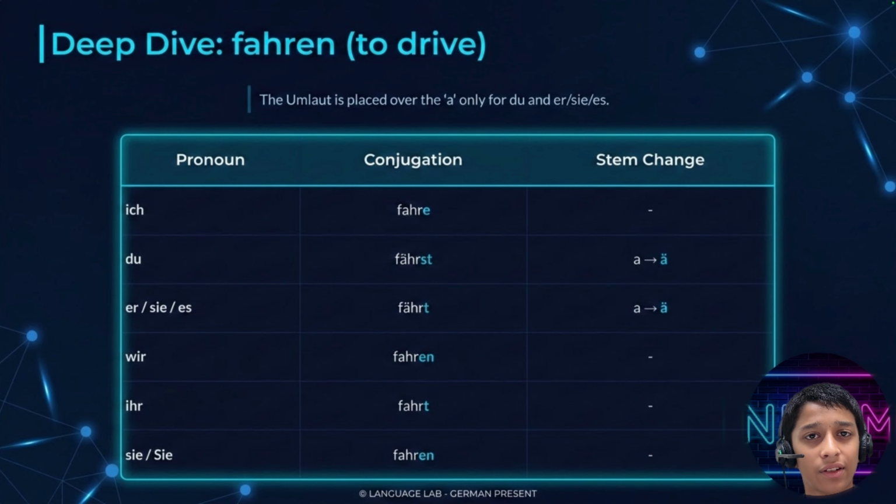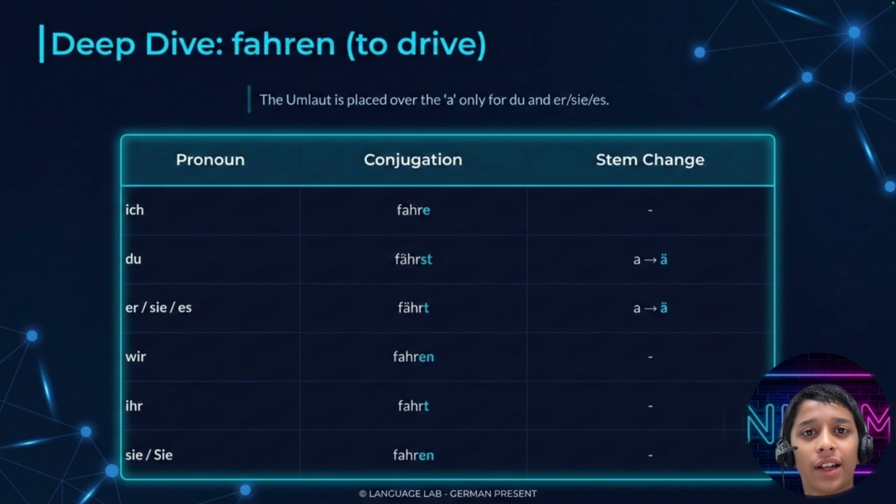Wir fahren, regular. Ihr fahrt, regular. Sie fahren, regular. The umlaut appears exclusively for du and er/sie/es. The precision is characteristic of German grammar. Rules apply exactly where they are stated to apply and nowhere else.